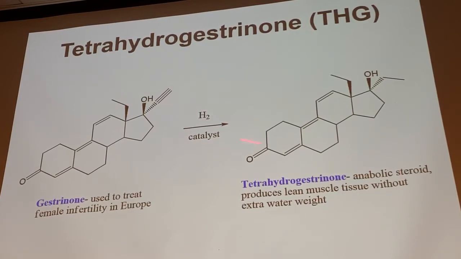So tetrahydrogestrinone is obtained from the hydrogenation of gestrinone. These alkenes that don't react are more hindered than the alkyne. So some unscrupulous chemist about 20 to 25 years ago found that you could reduce this alkyne and not touch the alkenes and get tetrahydrogestrinone, where you've added 4 hydrogens to gestrinone. And that turned this female fertility drug, never approved in the US, but used in some places in Europe, into an anabolic steroid.